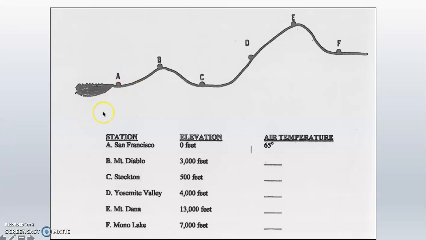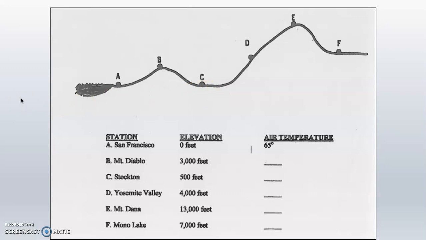So there's San Francisco, 0. It's at sea level, okay? As it begins to rise along Mount Diablo, which is B, you can see B right here. Very good. As it begins to rise along Mount Diablo, it reaches its condensation level at 1,000 feet and continues to the top of the mountain, which is 3,000 feet, before descending into the Central Valley and passing Stockton, which is letter C and 500 feet above sea level, right there.